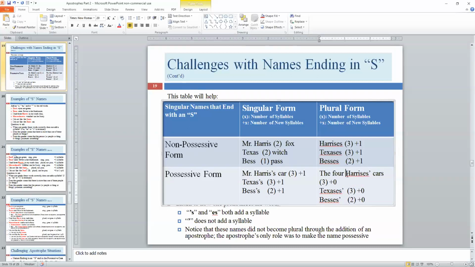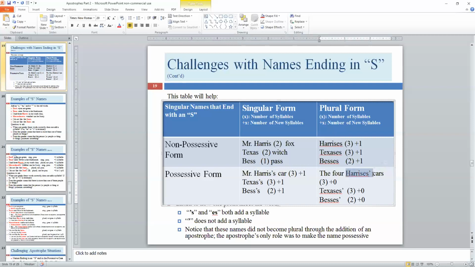Well, you know what? We say this word exactly the same as we say Mr. Harris's car. It sounds exactly the same. Mr. Harris's car. Mr. Harris's car. The four Harris's car, three syllables. So there's no addition. It sounds exactly the same as this Harris, and it sounds exactly the same as this Harris. It's punctuated differently. It gives us information.